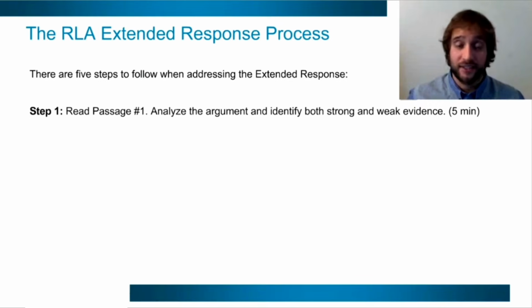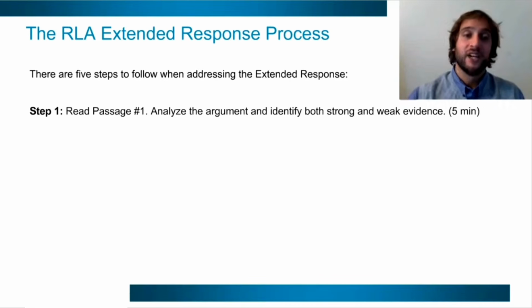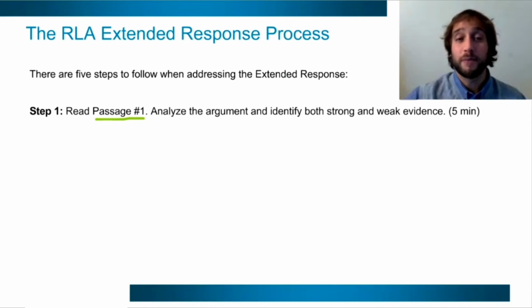Okay, so now that we know what our goal is, what the task is, we need to have a process. We need to have a method, something we can always lean on and rely on as we approach this material. All right, so step 1, we are going to definitely make sure that we analyze passage 1 first. And we are going to say, hey, what's this author's claim? And how well does this author support that claim? Which means we want to identify both strong and weak evidence.